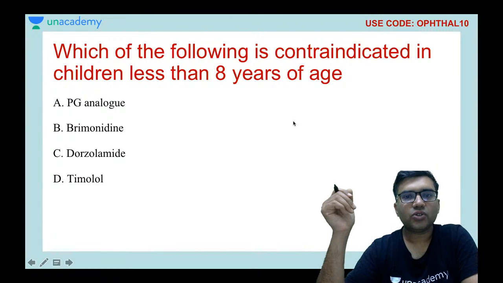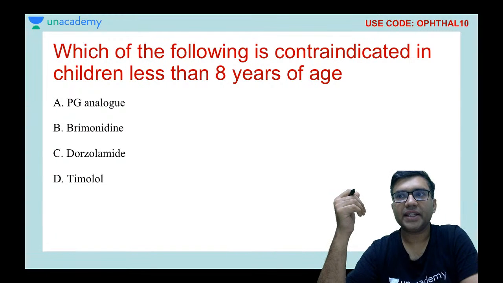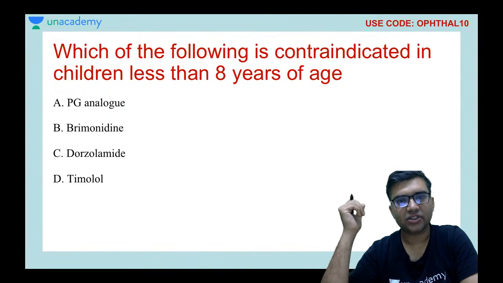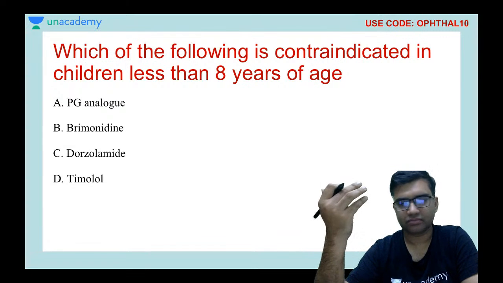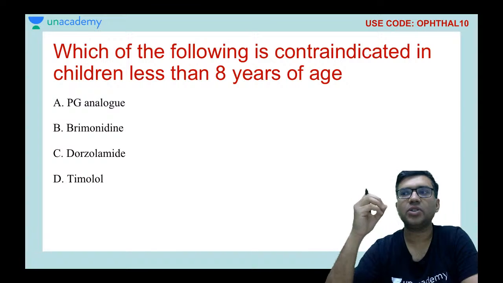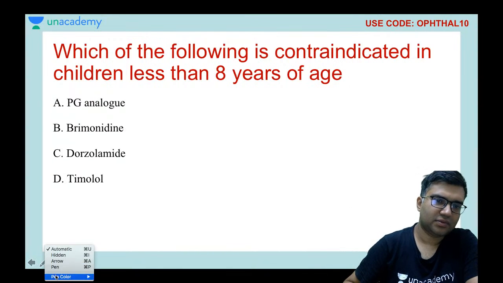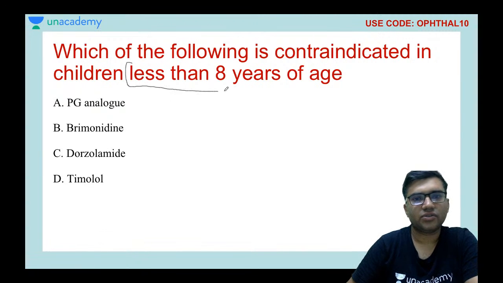Okay, so next question is another question regarding anti-glaucoma medication, that is which of the following is contraindicated in children less than 8 years of age. So which anti-glaucoma medication should not be given to a child less than 8 years of age? Generally none should be given, but which one is absolutely contraindicated? Less than 8 years of age. I give you a hint that this may cause CNS depression.